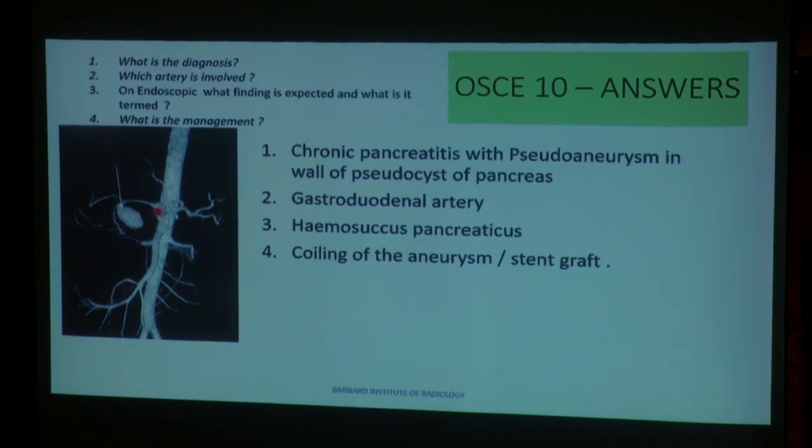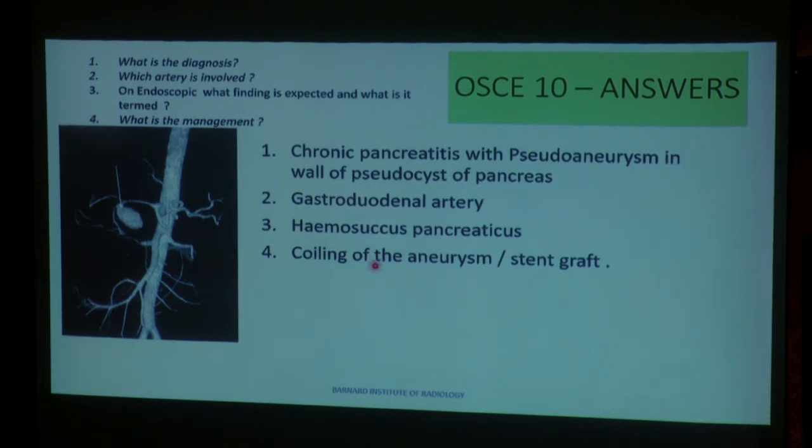Which artery? It is arising from the gastroduodenal. This is the celiac, this is the common hepatic, this is the gastroduodenal which comes down, and the rest continues as a proper hepatic, and the aneurysm is seen arising from the gastroduodenal. So this is a gastroduodenal artery aneurysm. And on endoscopy, what would you find? You would find that there is bleeding from the pancreatic duct, and that is called hemosuccus pancreaticus.